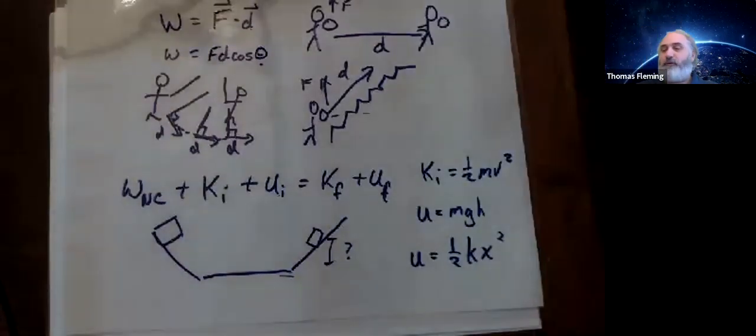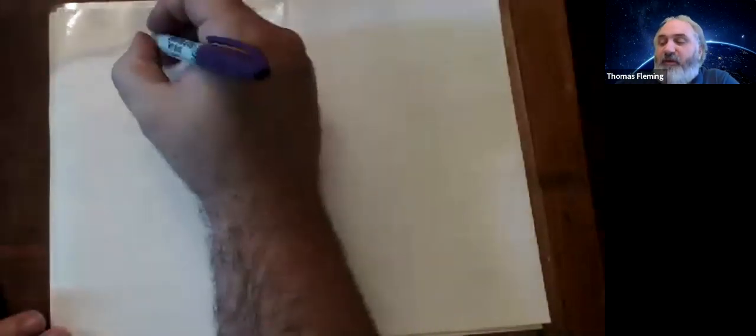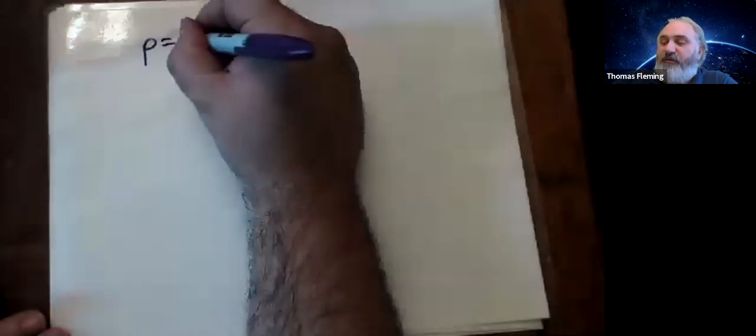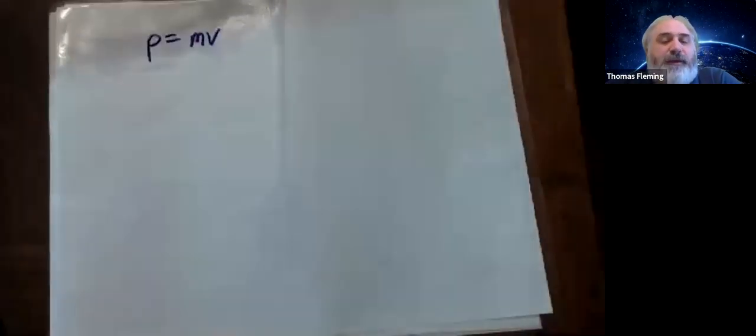So that was chapter 7 in a nutshell. Chapter 8. What's the big deal with chapter 8? In chapter 8, we learned another concept, the concept of momentum. Momentum, which for historical reasons is P, is m times v, mass times velocity.